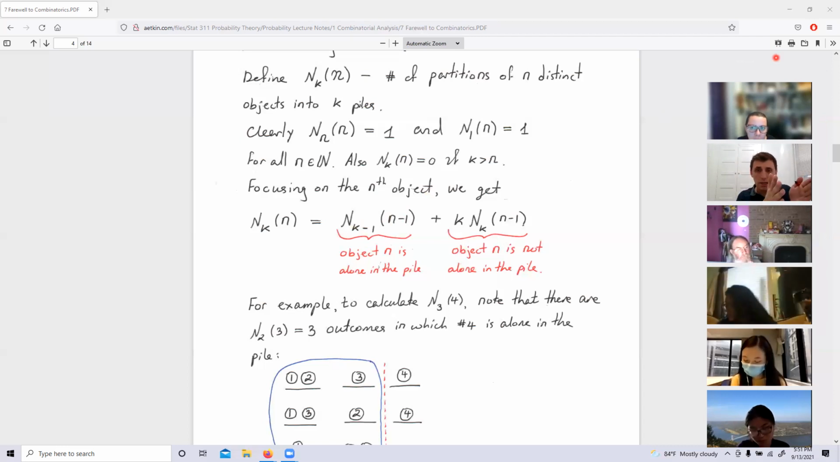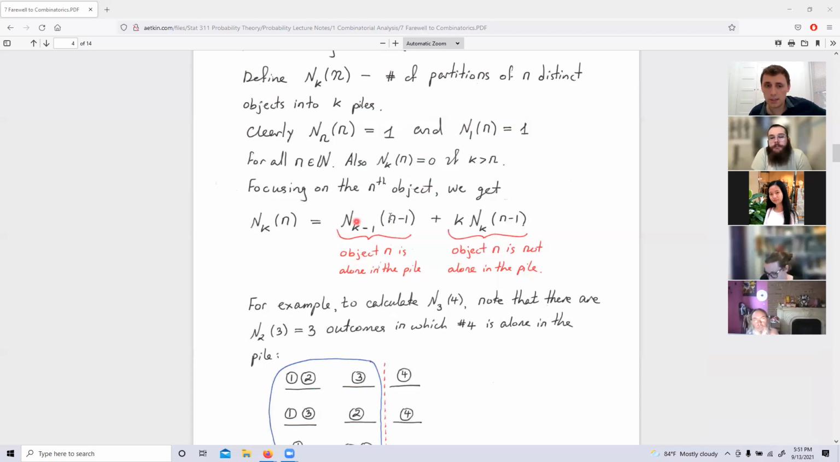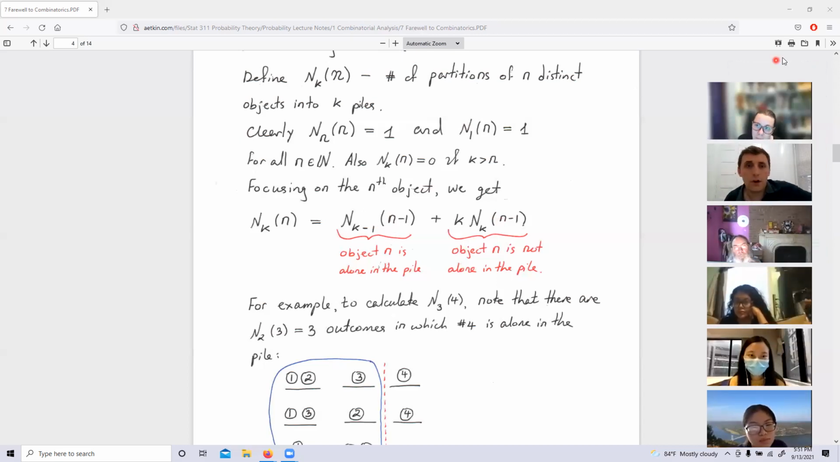And for the remaining ones, there are n minus 1 objects still to be distributed among groups. And the number of groups remaining is k minus 1. Are you with me? So you understood why the left part of this formula is viable, what this means. Plus, now think about what happens if the nth object is not lonely. It's not by itself. That means what?